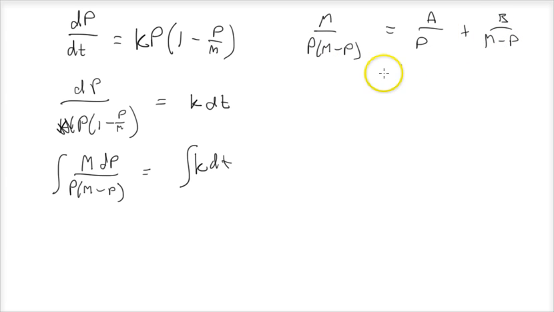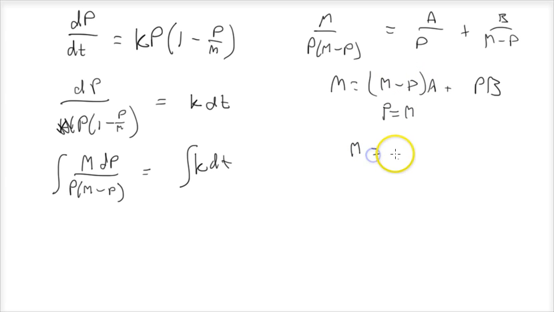And so we multiply this over by both sides, and we get our expression: m minus p times a plus p b. And now we're going to have to do our little selective choosing for values of p, because remember, that is our variable. So if we get p is equal to m, the a disappears, and we got m is equal to m times b. We divide, and we get b is equal to 1.